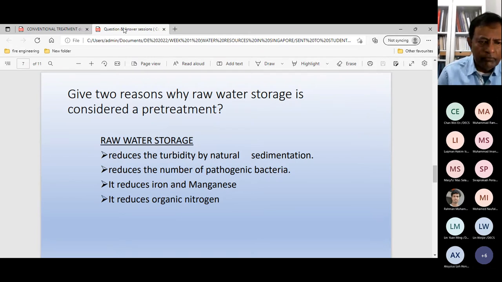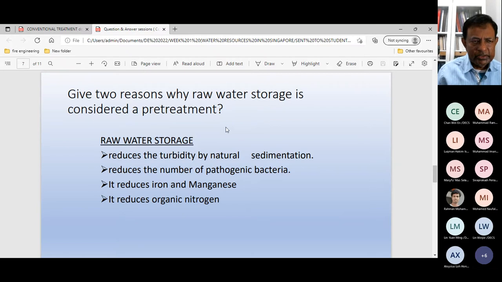within Bedok, where they retain the water and then they pump the water into the Bedok reservoir. So the Bedok reservoir virtually collects the water, and it retains the water for a longer period of time. And during this duration of water retained in the Bedok reservoir, you will see a lot of sedimentation taking place. So it will reduce the turbidity by natural sedimentation. So these are the reasons why we call it raw water storage.